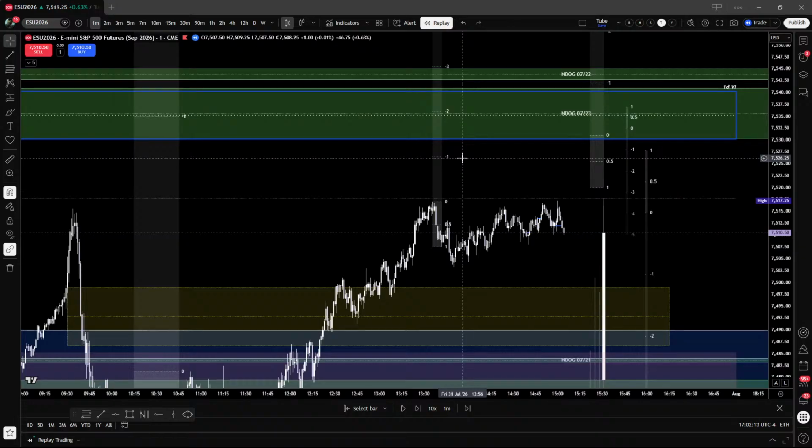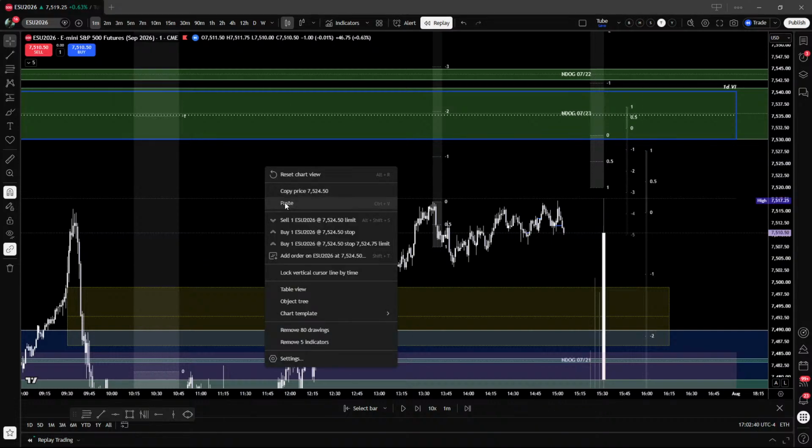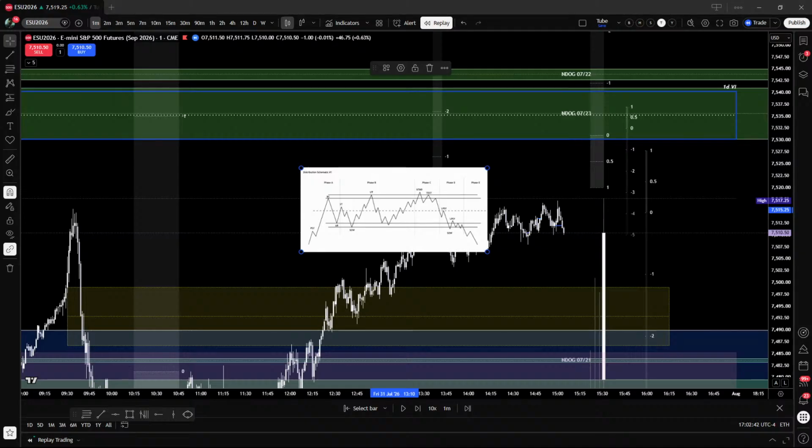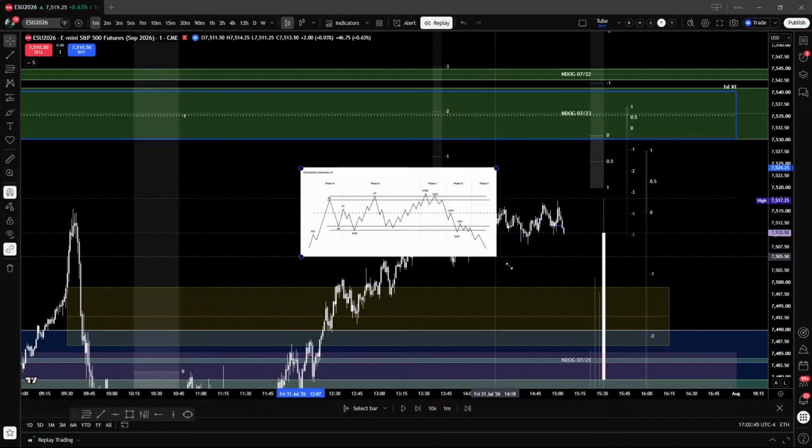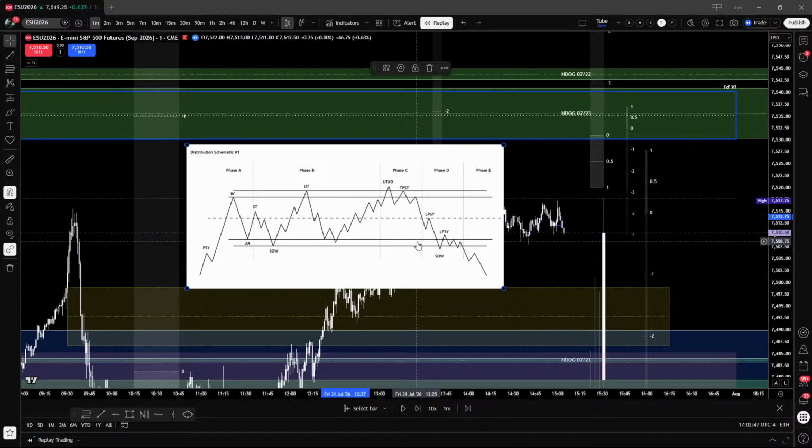Here, maybe I will show you guys the Wyckoff distribution schematic real quick, because I think this could actually be helpful. Right.